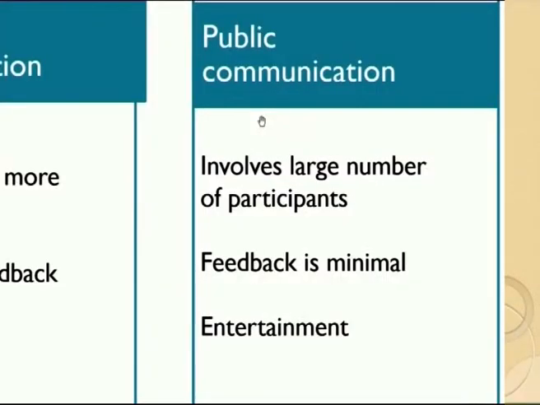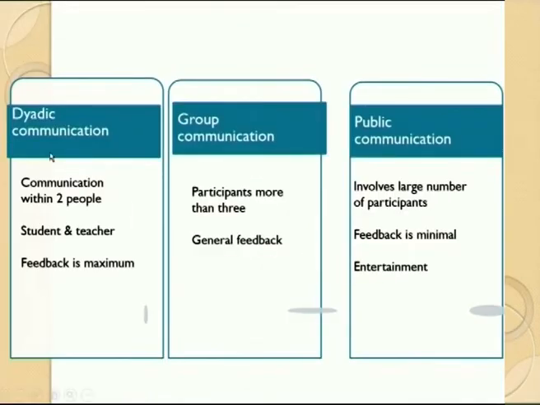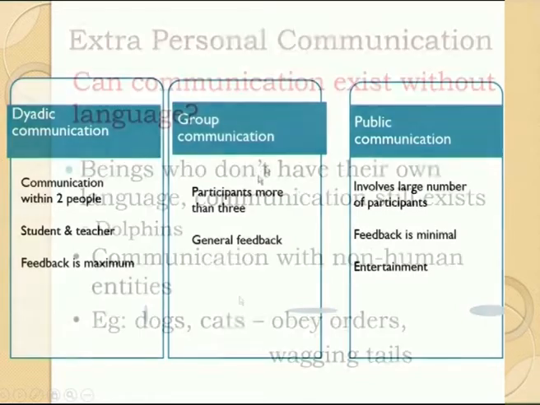The next type of communication is group communication. When you look at group communication, the participants here are more than three and we will not get individual feedback, whereas it's just a general feedback that we get. The third type is public communication, where a large number of participants are involved, and here the feedback is very minimal. For example, it is like entertainment purposes, where the feedback would not be given on an individual basis. It is very minimal there. So these three are the different types of communication which are based on the number of participants.